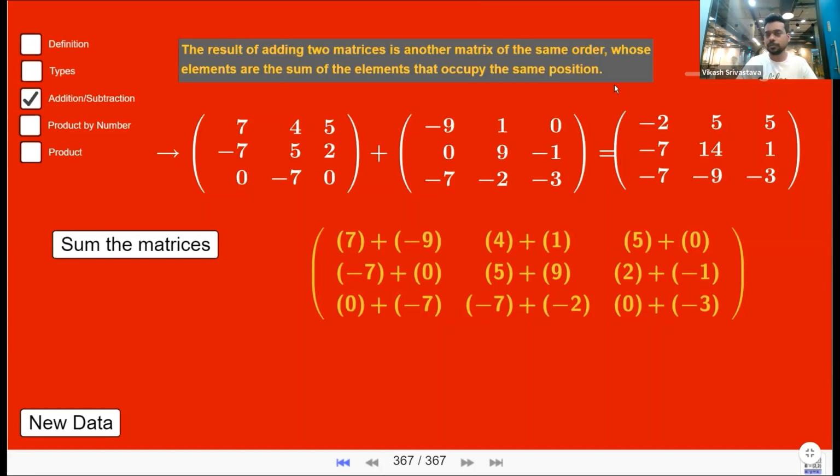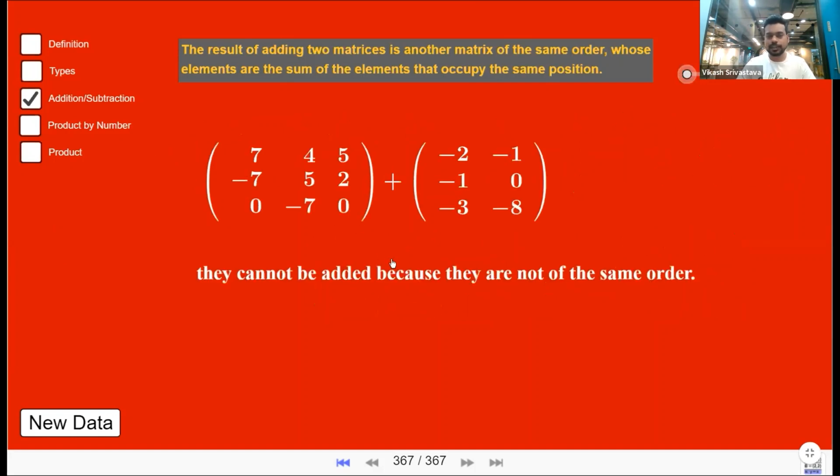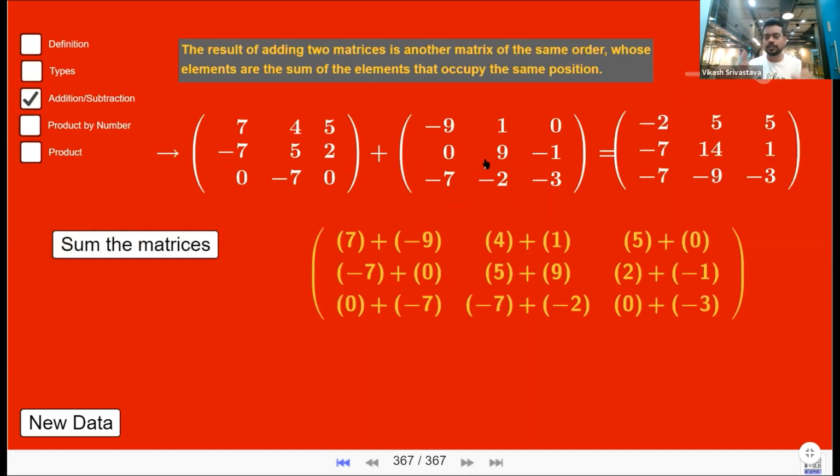There is one important concept here. These two matrices cannot be added because they are not of the same order. So the order of the matrices is really important here. Both the matrices should be of the same order. That's when we'll be able to add the corresponding elements of these two matrices.